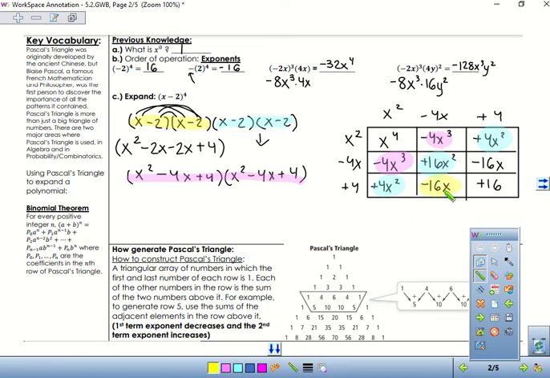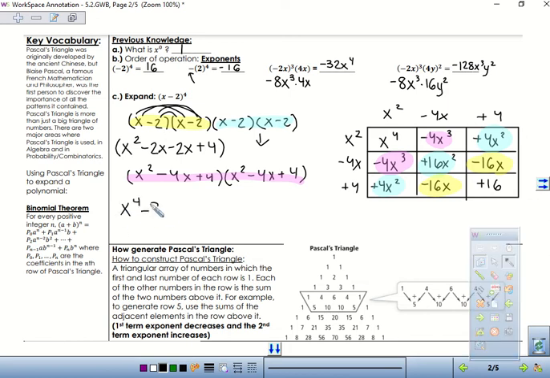Alright, so now we're going to combine these like terms here. So we've got x to the 4th minus 8x cubed plus 24x squared minus 32x plus 16. And that's going to be our final expanded answer. Now as you can see, this was a lot of work, and this was only to the 4th power. So you could imagine multiplying something to the 6th power, 7th power would take you quite a while, right? So that's why we use something called Pascal's triangle, which is kind of a shortcut on how we do this.